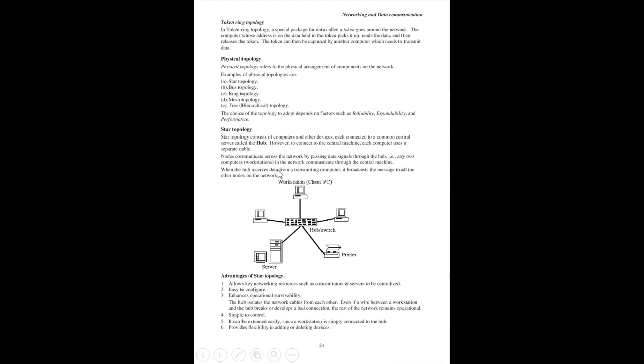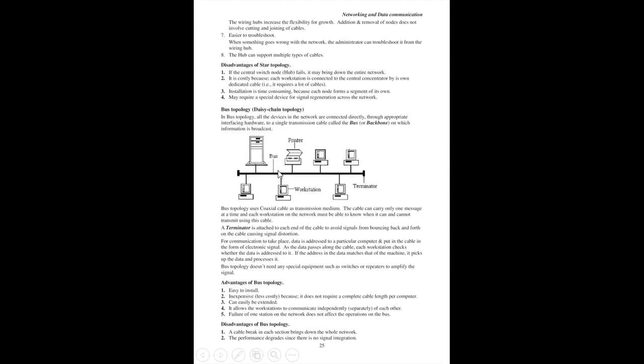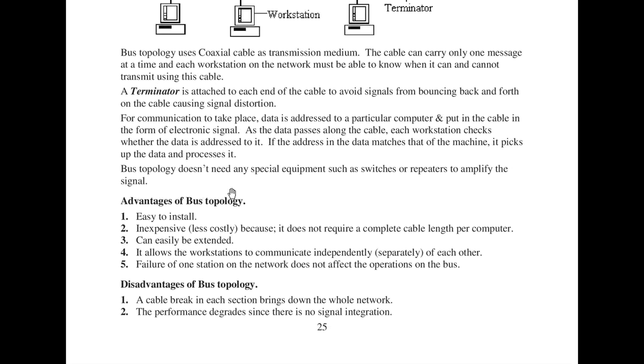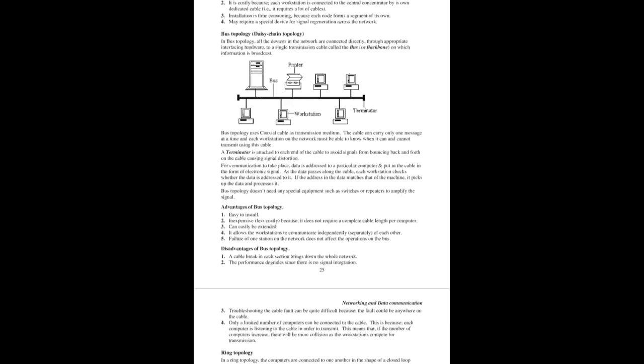Then we have the next physical topology, the bus. This is the bus topology, or daisy chain topology. You see, we usually have the backbone with a terminator. The terminator prevents bouncing back of the signals, causing distortion. So we have the computers and other gadgets. This is a server connected to the backbone. This is how a bus topology looks. At your free time, check on the advantages and disadvantages.